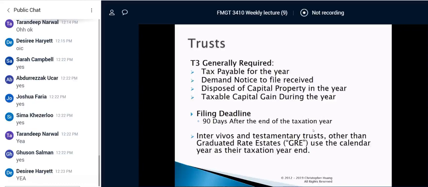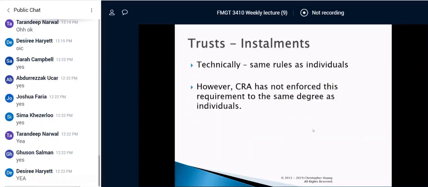So again, the filing deadline is 90 days after the end of the taxation year. Well, what is the end of the taxation year? A lot of it depends on the trust. Many trusts will use calendar year, but graduated rate estates, the estates that are created upon death, those will not necessarily use calendar year. Again, we don't want to go through too many rules on trusts.